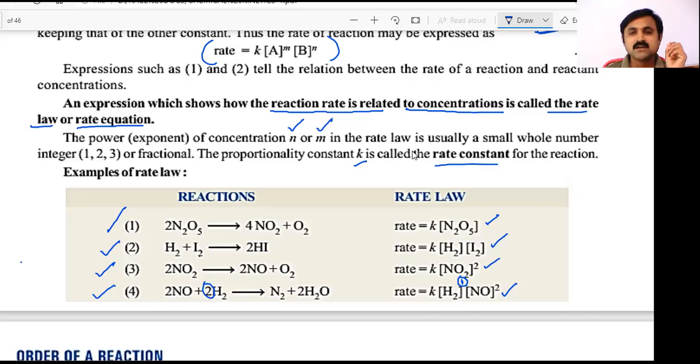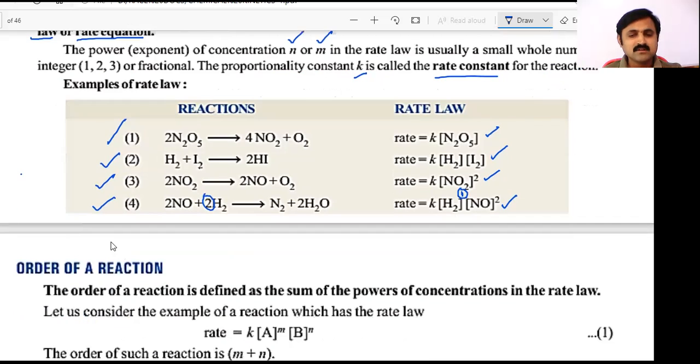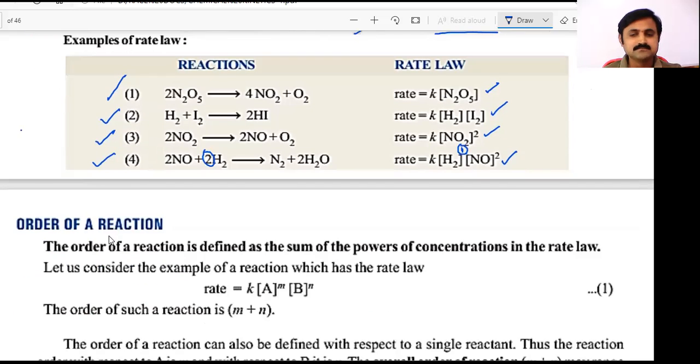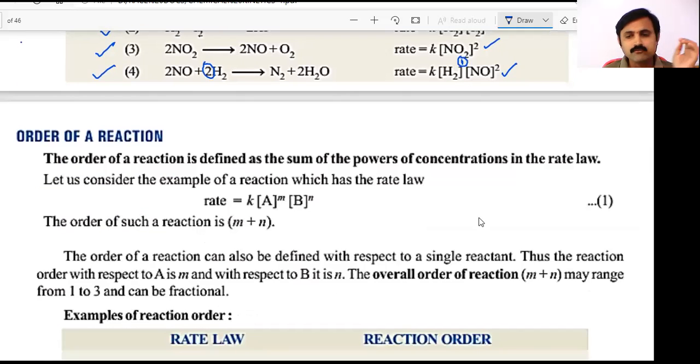That is what we understand from this equation. So a different approach is required to understand what the exponent is and its details. Let us move to that discussion, that is nothing but order of reaction. So that discussion is called order of reaction.